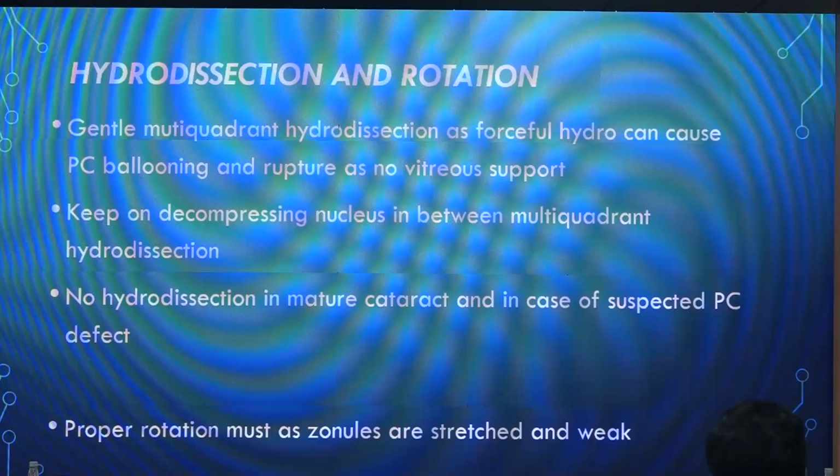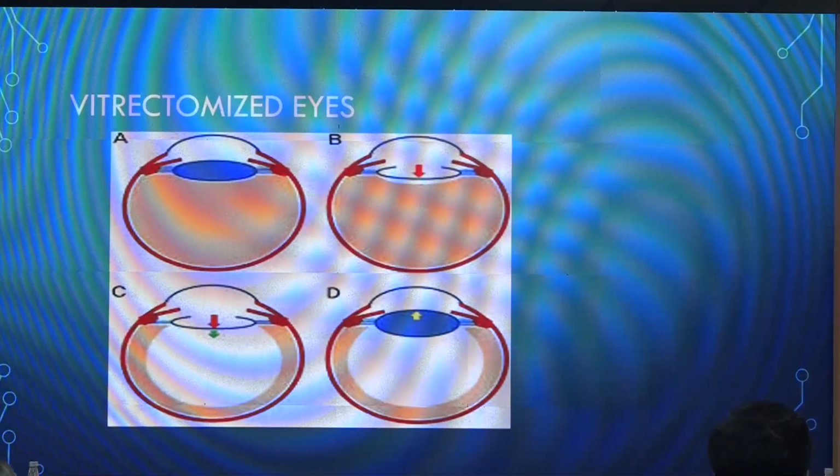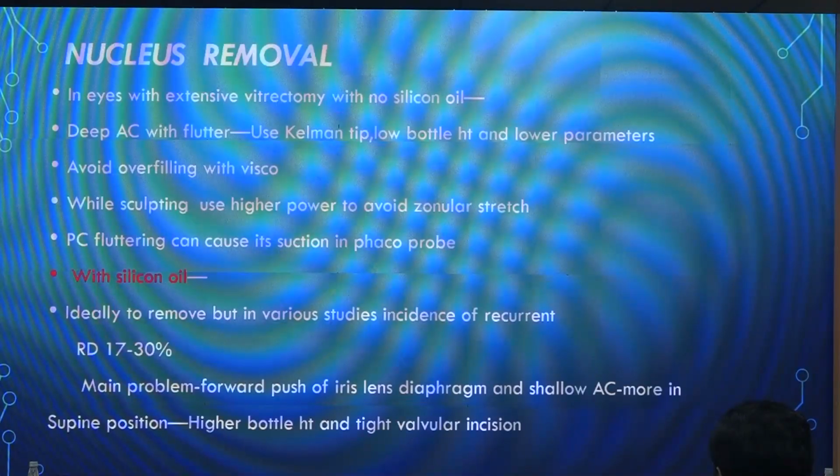Hydrodissection and rotation: gentle multi-quadrant hydrodissection. I'll be coming to that in the video. Keep on decompressing the nucleus in between multi-quadrant hydrodissection. No hydrodissection in mature cataract in case of suspected PC defect. And proper rotation is a must, as zonules are stretched and weak. So this is what is happening in vitrectomized eyes with and without silicone oil. There is a deepness in vitrectomized eyes without oil, and with oil there is an upthrust. And this is the plaque that I was talking about.